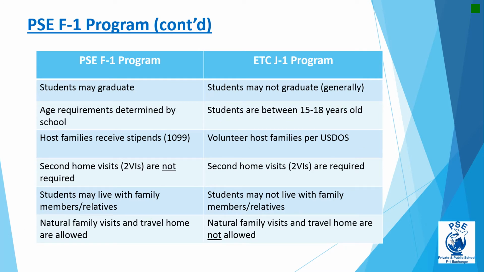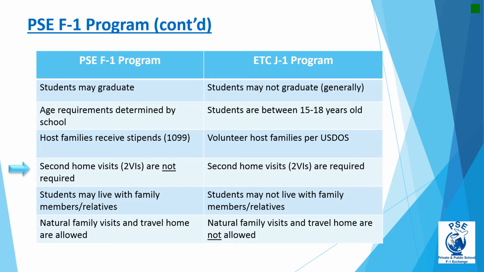Here are some additional differences between PSE and ETC. With the PSE program, students can graduate. With the ETC program, students may not graduate unless otherwise arranged. With PSE, the age requirements are determined by the school. With ETC, the students have to be between the ages of 15 and 18 years old. With PSE, the host families receive stipends, and per IRS regulations, 1099s are issued annually. With ETC, the host families are volunteers per U.S. State Department requirements, so they may not receive stipends.